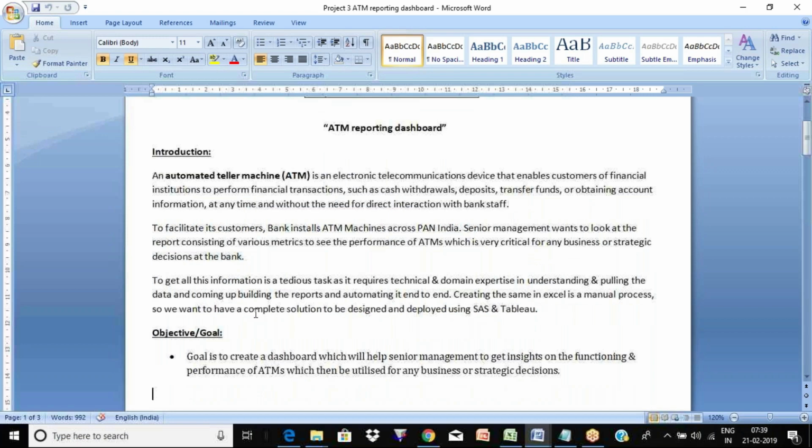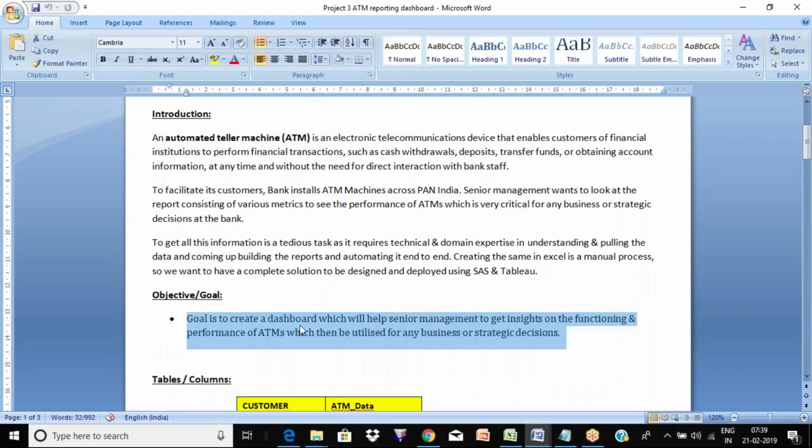So what is the goal? The goal is to create a dashboard which will help senior management to get insights on the functioning and performance of ATMs, which can then be utilized for any business or strategic decision. You can tell these in the interviews.